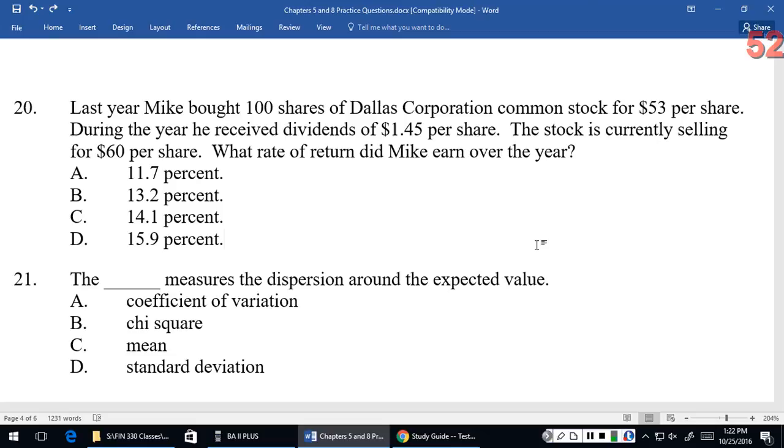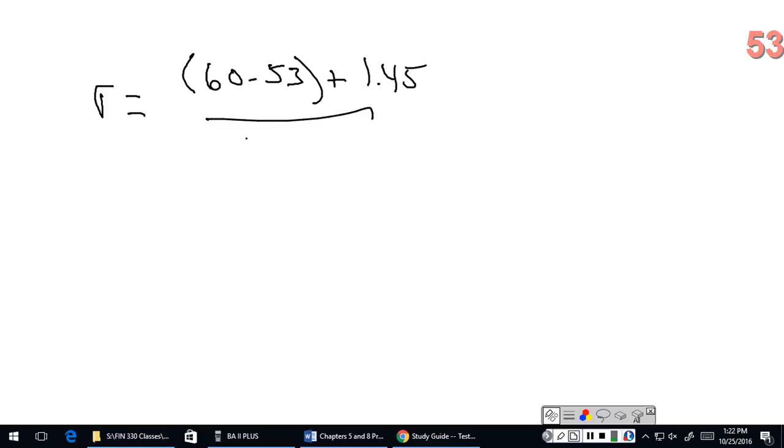Okay, so we have our information here. And the formula that we're going to use is the end of year dollar amount minus the beginning of year dollar amount plus any cash flow received during the year, divided by the beginning dollar amount. So using the numbers that were given, our return is going to be equal to the 60 end of year amount minus the beginning plus the dividend, divided by the beginning amount.